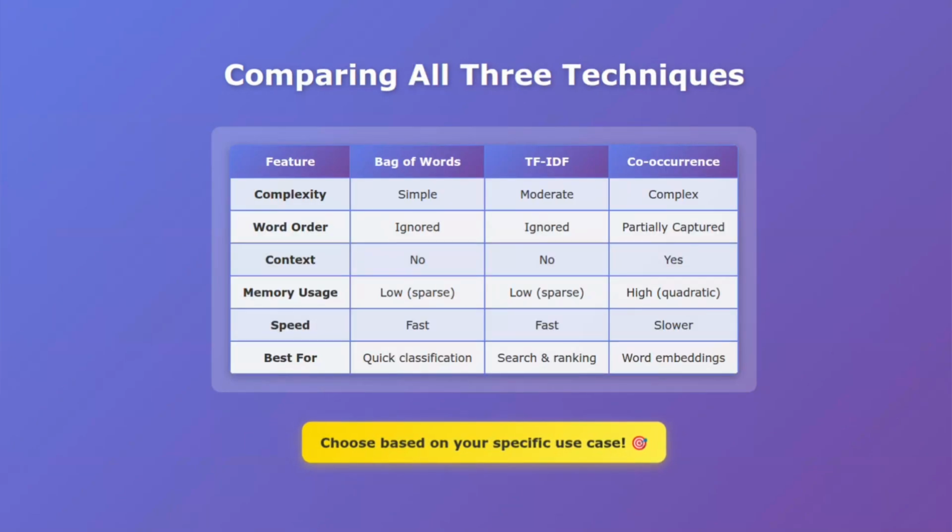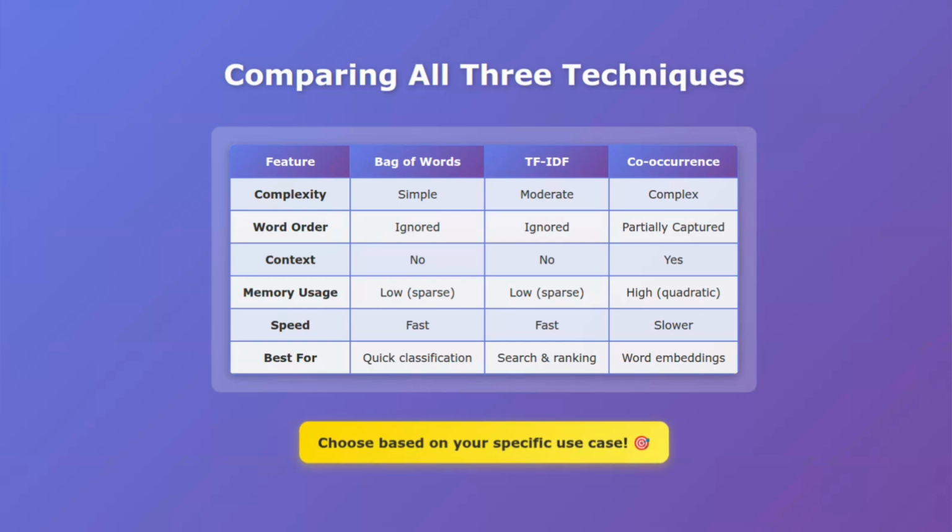All right, let's put all 3 techniques side by side so you can see the big picture. In terms of complexity, bag of words is simple. TF-IDF is moderate, and co-occurrence is the most complex. Bag of words and TF-IDF both ignore word order completely. Co-occurrence at least partially captures it through the window mechanism. Same with context. The first two don't capture it at all, but co-occurrence matrices do.